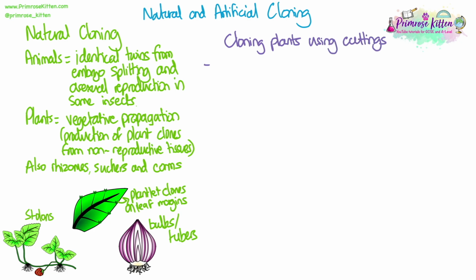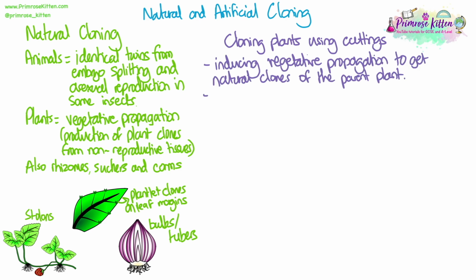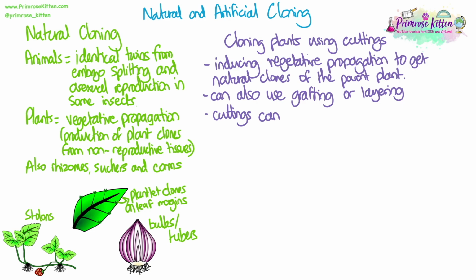We can take advantage of plants' natural ability to clone and use cuttings to clone plants. What we're doing is inducing vegetative propagation to get natural clones of a parent plant. You can also use grafting or layering instead of a cutting. Grafting is where you take the stem of one plant and graft or attach it to the rootstock of another plant. And layering is where we push stems into the ground in order to try and get them to form runners or stolons. If we're taking a cutting though, we can use any part of the plant. We can use the stem, the leaf, or the root.